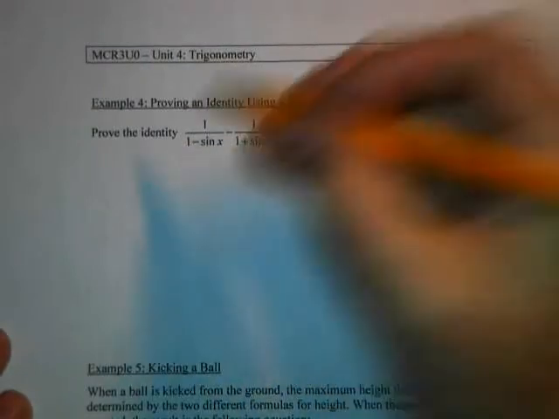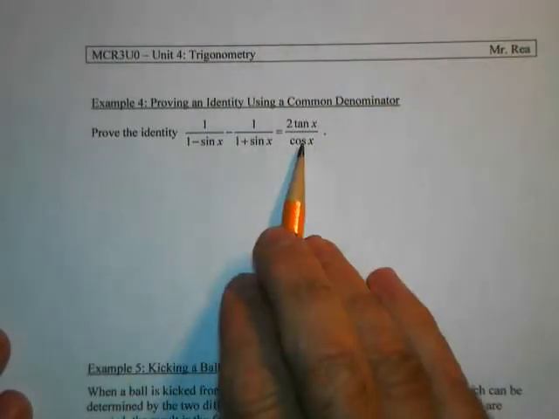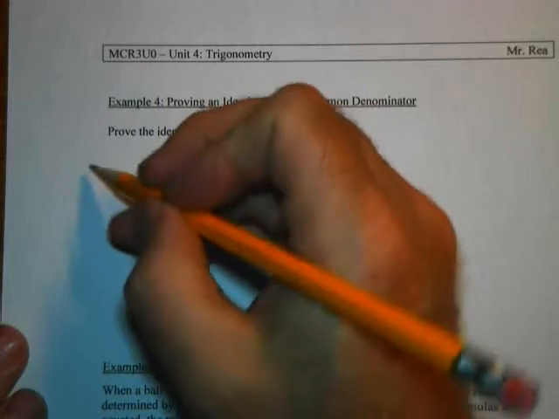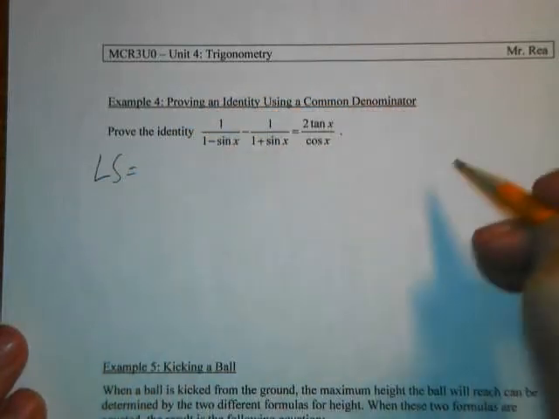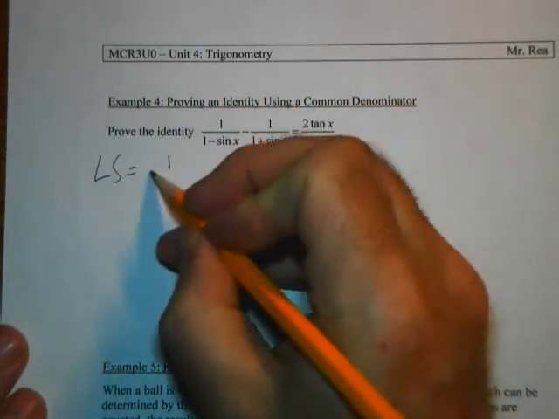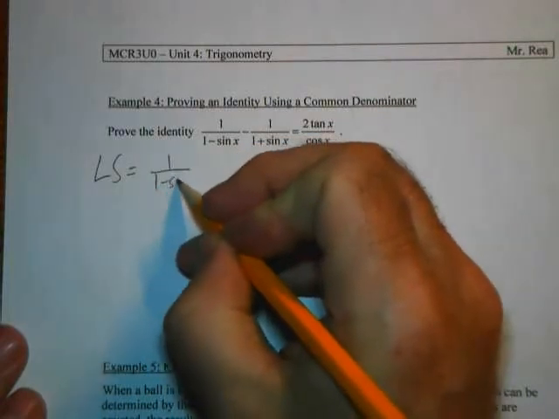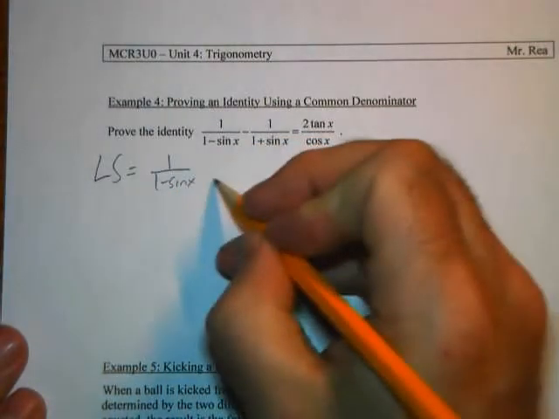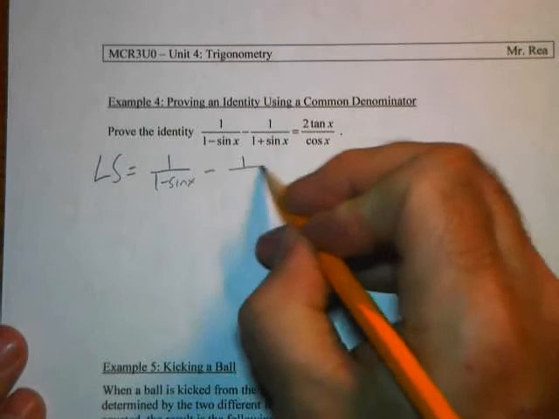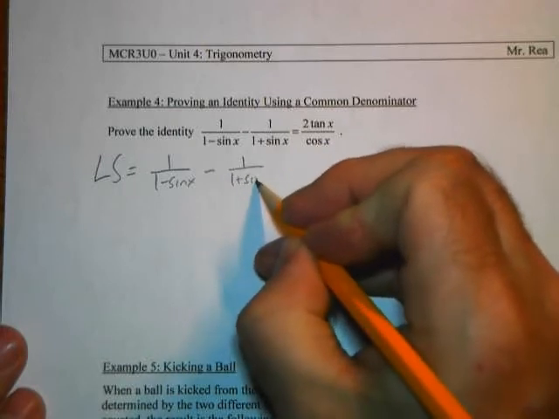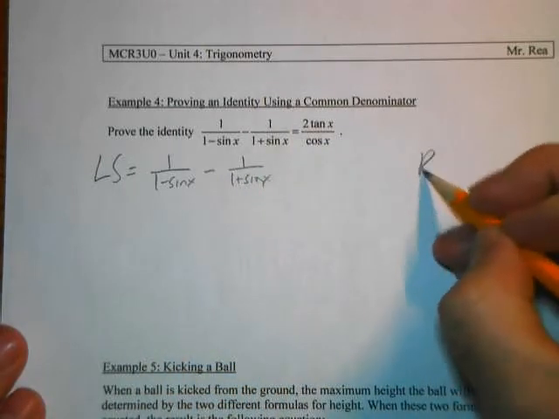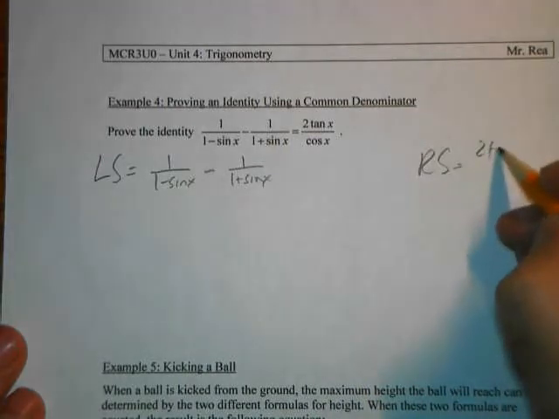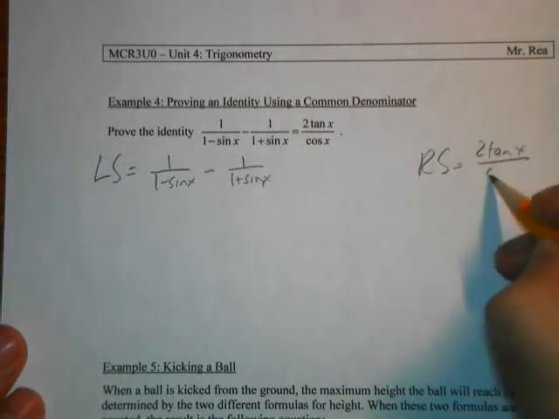Okay, so this one, probably the most complicated of them all. So write them out in the correct form. I've got 1 over 1 minus sine x, minus 1 over 1 plus sine x. And then the right side is equal to 2 tan x over cos x.